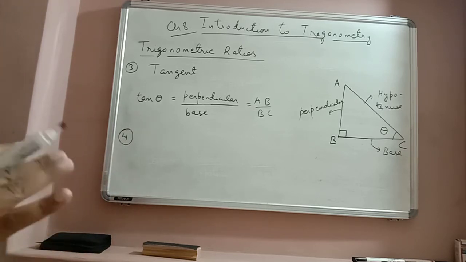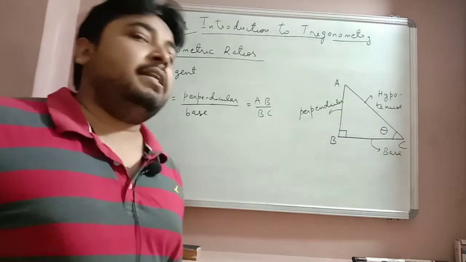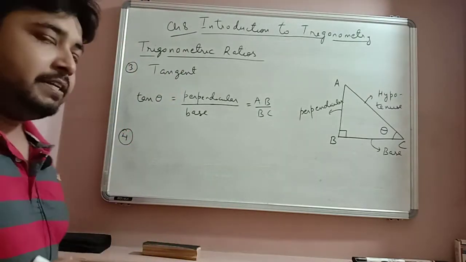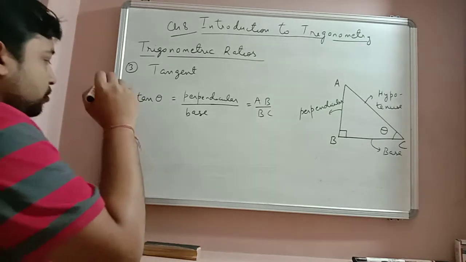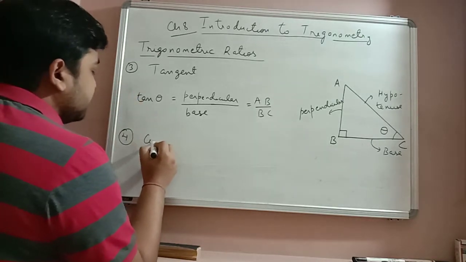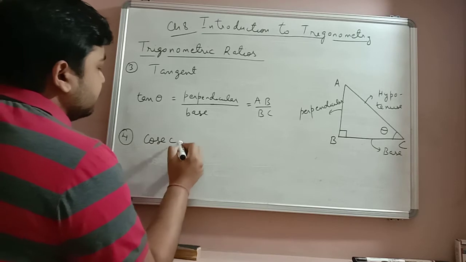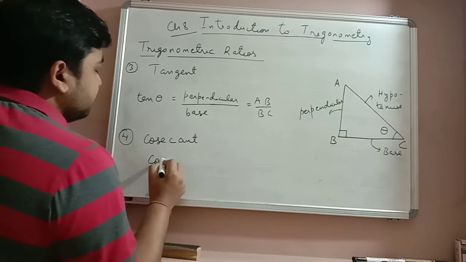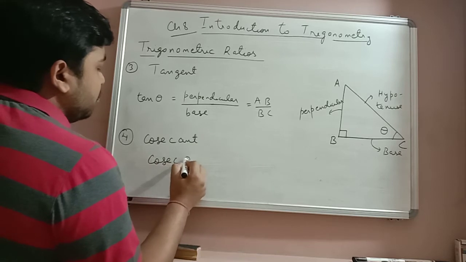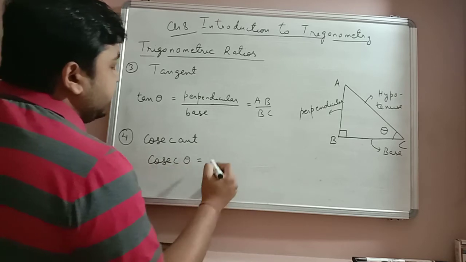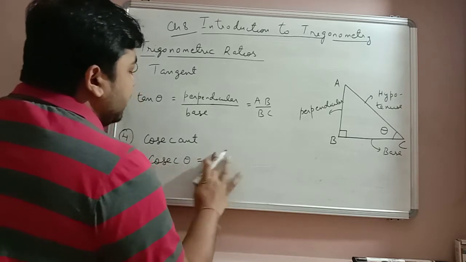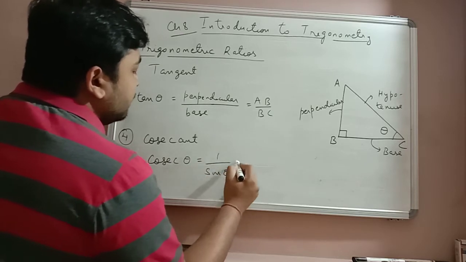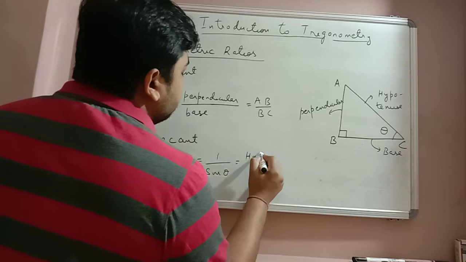Now these are the three basic ratios. The other three ratios are just the reciprocals of these three ratios. Firstly we did the sine ratio. The reciprocal of sine is cosec, that is the cosecant ratio, and this is abbreviated as cosec theta. Cosec theta will be given by 1 upon sin theta, which will be equal to hypotenuse upon perpendicular.